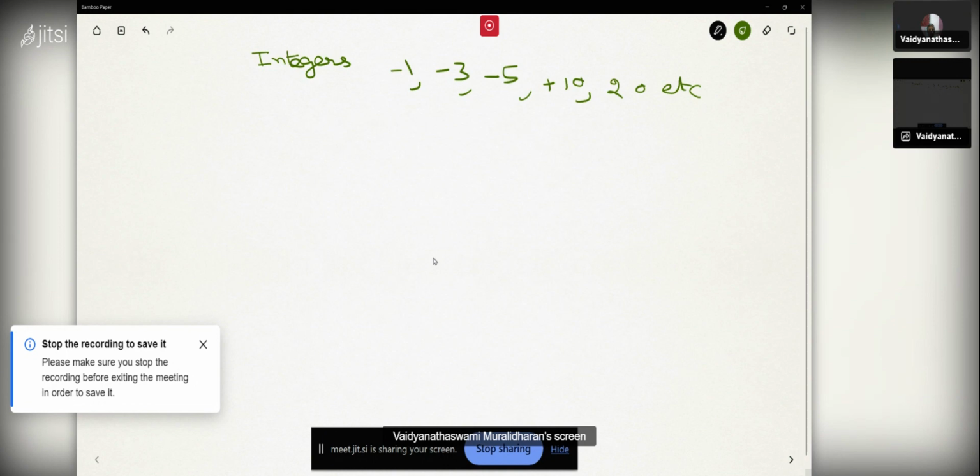Then comes rational numbers. Rational number means it can be expressed by a ratio of two integers, a divided by b. A and b are integers.